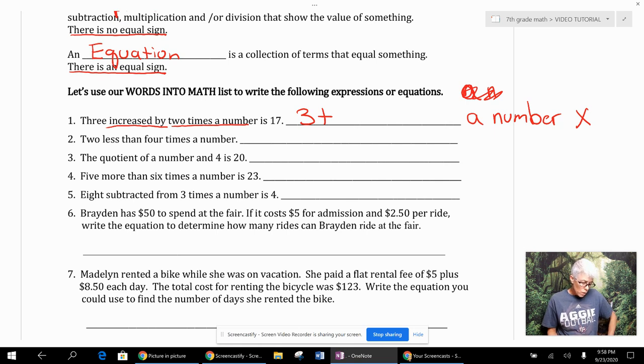3 increased by 2 times a number. So 2 times a number. You see how that worked? That's your equal sign, 17.